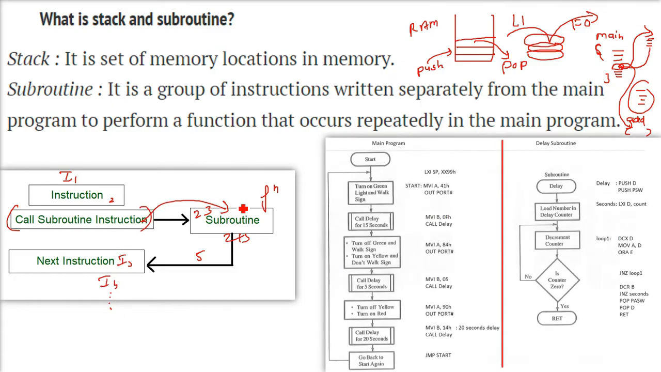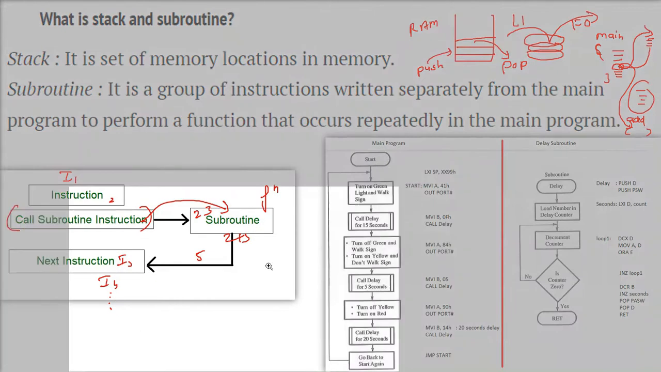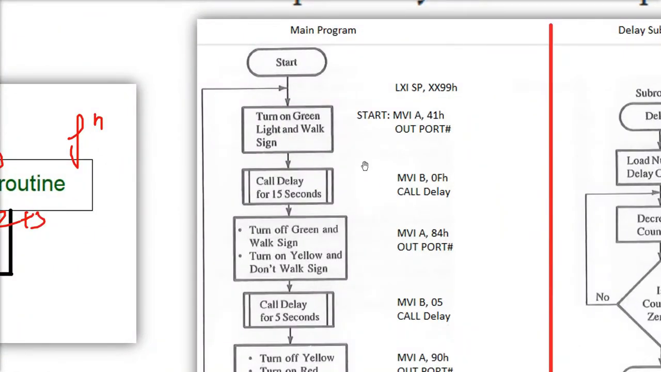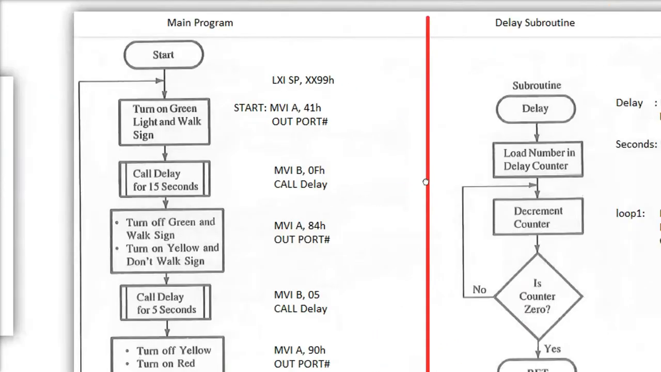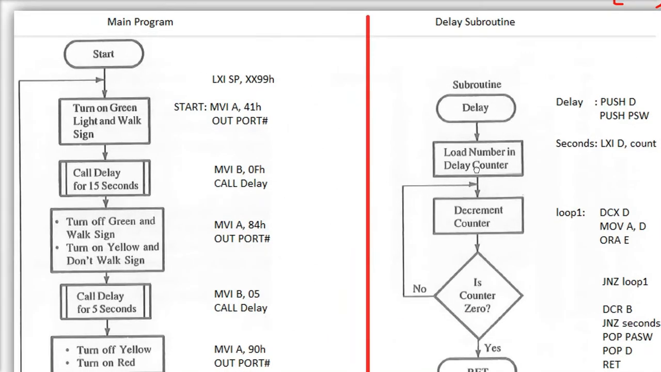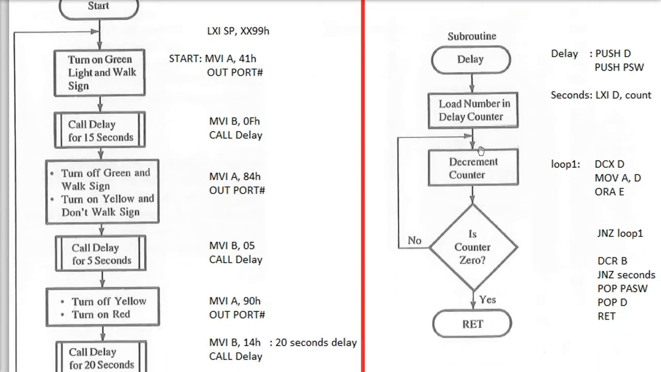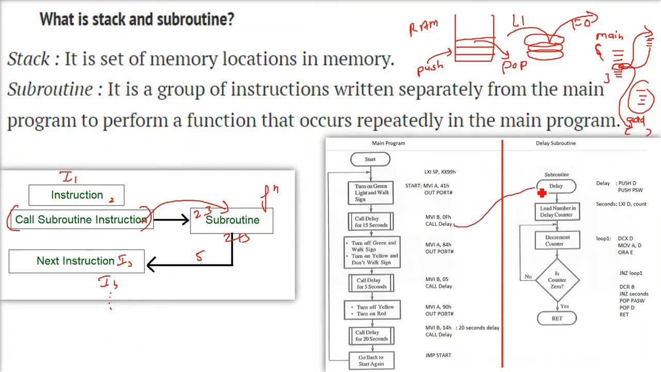I'll show you a very simple program here, and this program is showing a subroutine in assembly language. Everywhere you see there is a call to delay. There is a subroutine named delay, and we are calling it a number of times in this program. Control goes and then comes back again to the main program. So call delay, call delay, call delay. What are these? These are subroutines.